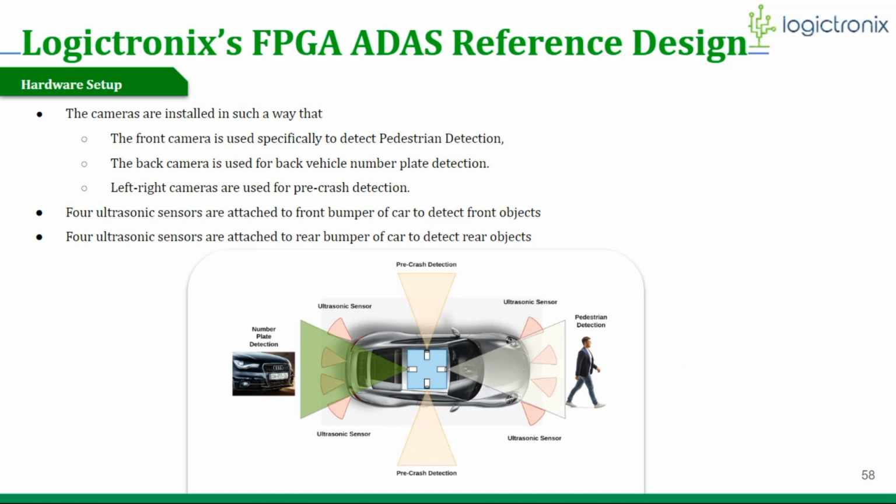Okay, the figure here shows the 4 camera setup and installation, and it also shows the ultrasonic sensor fitting. The cameras are installed in such a way that the front camera is used for pedestrian detection, the back camera is used for back vehicle number plate detection, and the left and right cameras are used for pre-crash detection. And 4 ultrasonic sensors are attached to the front bumper of the car to detect front objects, while 4 other ultrasonic sensors are attached to the rear bumper of the car to detect rear objects.